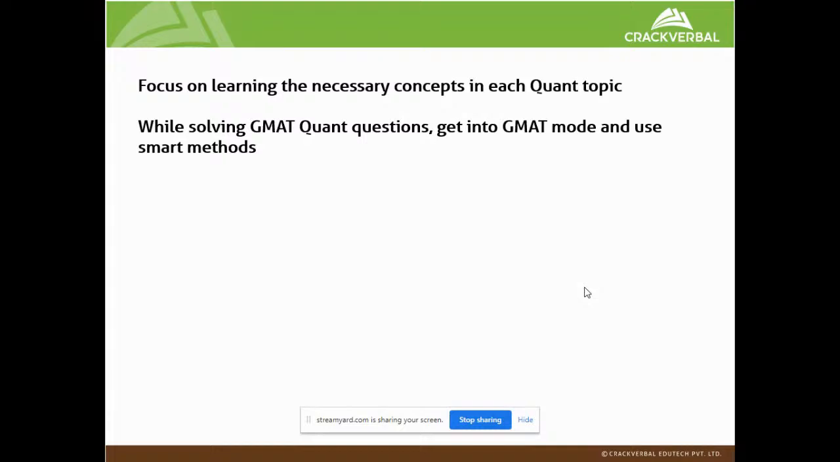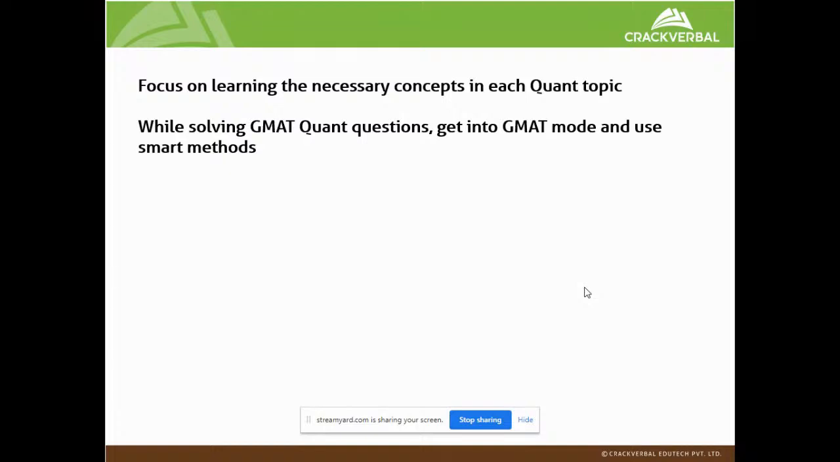And when you're solving GMAT questions, get into GMAT mode, right? Don't be in school mode. I always use this terminology, right? Solving math questions using the textbook approach is school mode, according to me. Get into GMAT mode, plug in values, use smart methods, right? Don't stick to the conventional approach, tried and tested all the time. Save time.